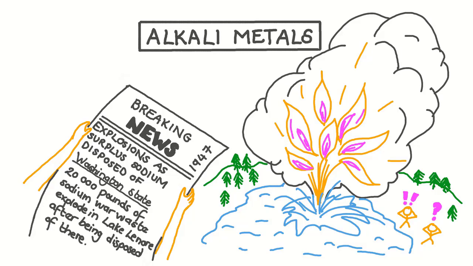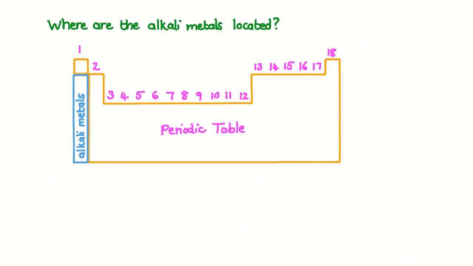Let's begin by having a look where the alkali metals are located on the periodic table. The alkali metals is the name given to the group 1 elements on the periodic table. These metals are grouped together because they react in a similar manner. They are called the alkali metals because all form alkaline solutions when they react with water.